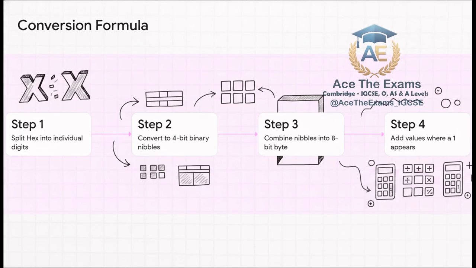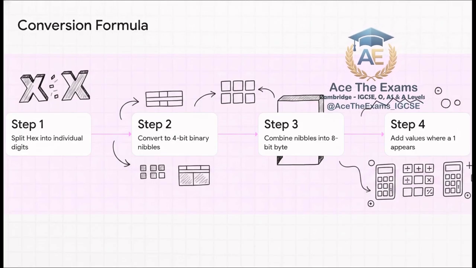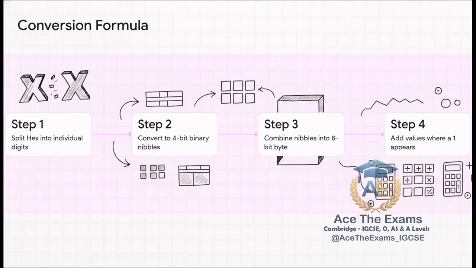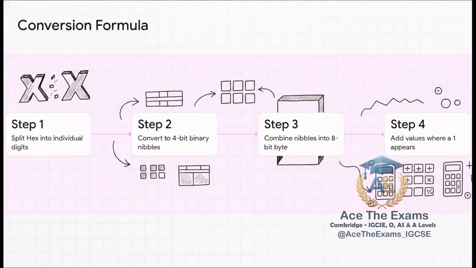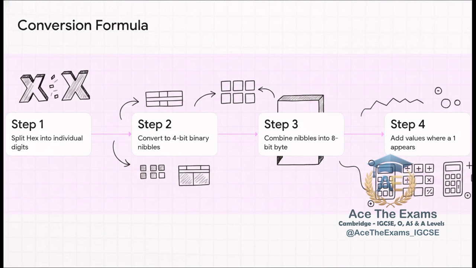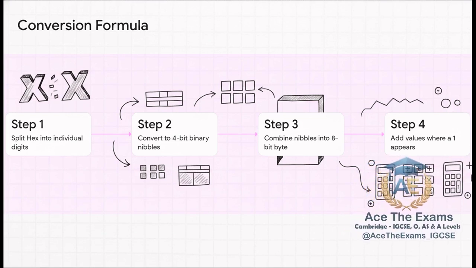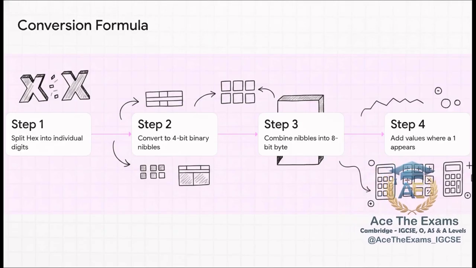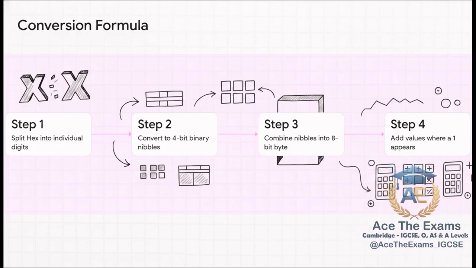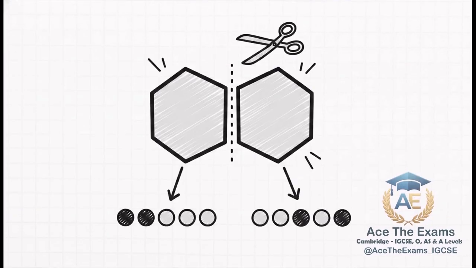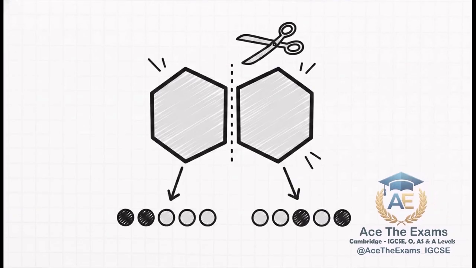Okay, here's your foolproof 4-step conversion formula. Step 1. Split the hexadecimal into individual digits. Step 2. Convert each of those digits into its 4-bit binary nibble. Step 3. Literally just snap both of those nibbles together to form one complete 8-bit byte. And finally, step 4. Add up the binary heading values wherever you see a 1. That's it. Let's actually apply this framework to that failed 2A example from earlier.